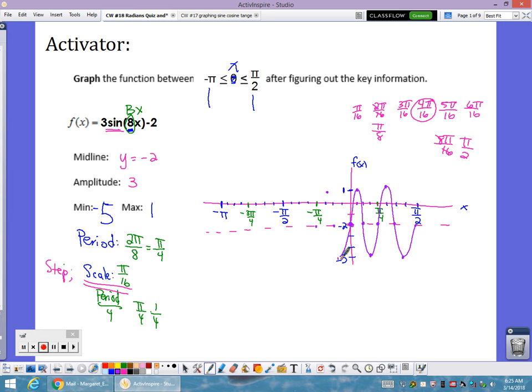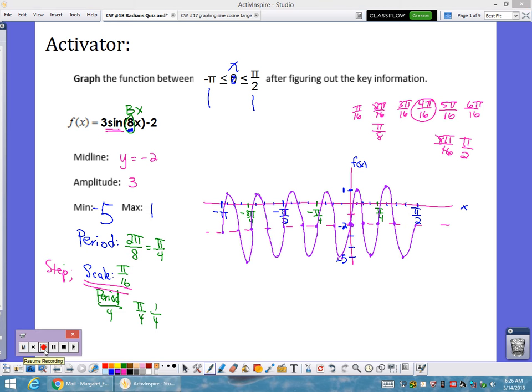So we're going to continue that down until we get to negative pi. Wow. That's a lot. All right. So I'm going to pause and do this so it doesn't take up so much time on the video. All right. So that would be our completed graph. From negative pi to pi over 2.